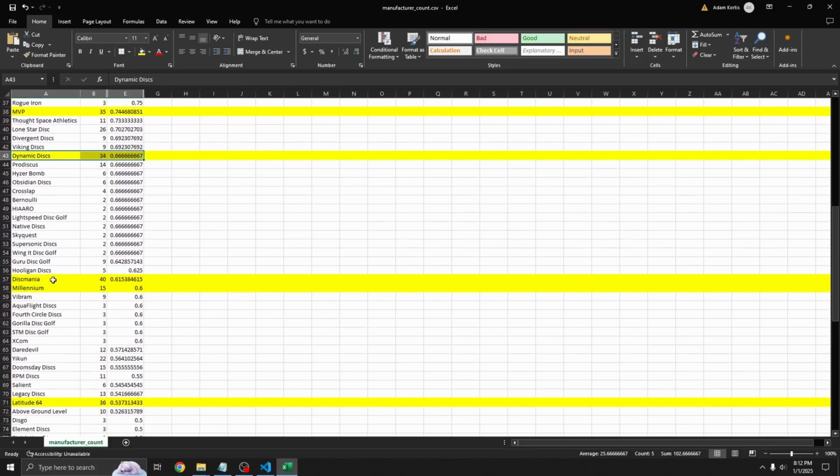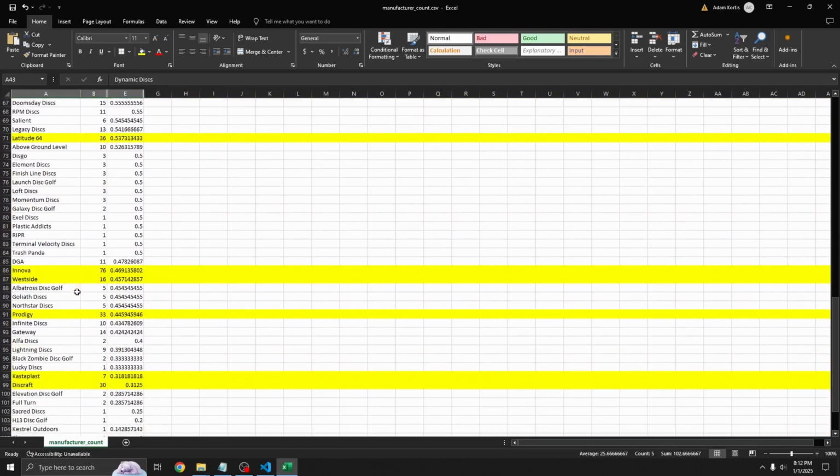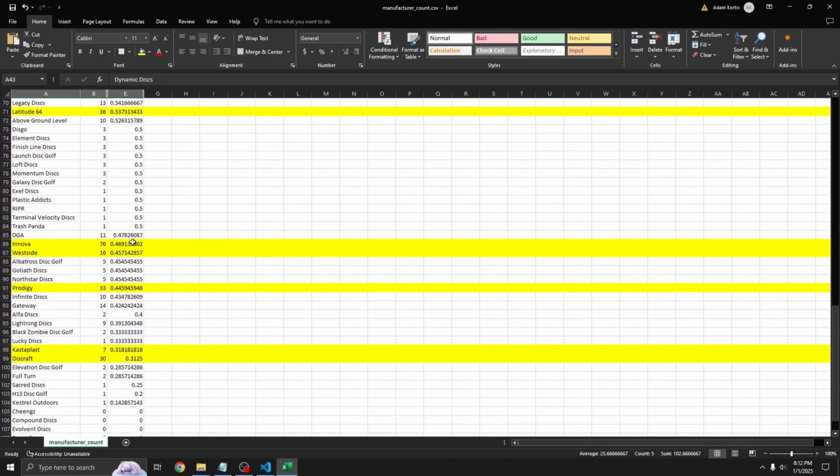Discmania had 40, or 62%, and Millennium kind of right behind them. Latitude 64, they're pretty good. About half of their discs, or a little more than half of their discs, were above the average rim thickness. Innova, again, right about average, so most of their discs fell right around the average rim thickness. Now, because they have a larger number, they could be influencing these averages a little bit more.